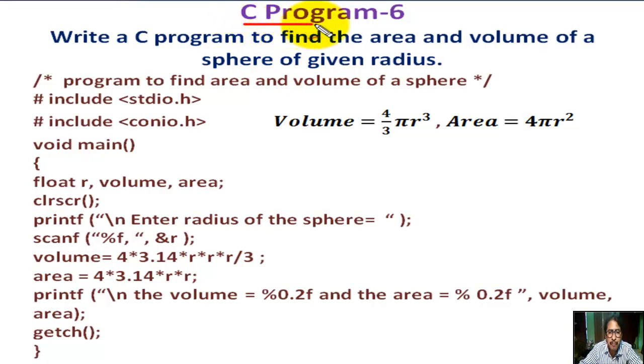C program 6, problem number 6. Our program is: write a C program to find the area and volume of a sphere of given radius. First, write the comments line.